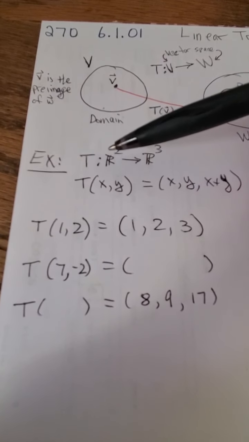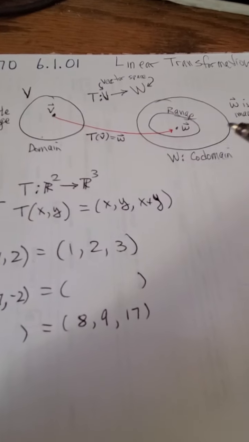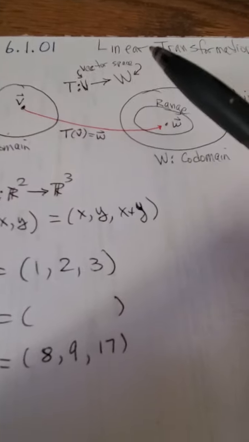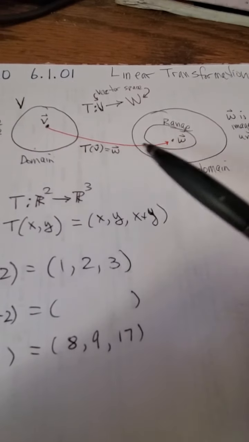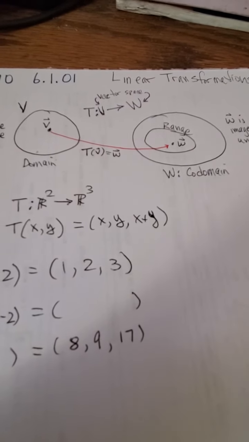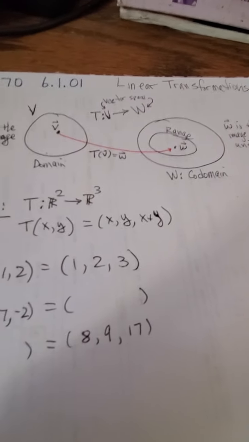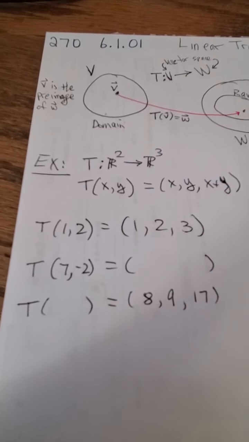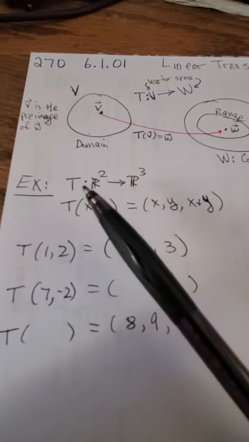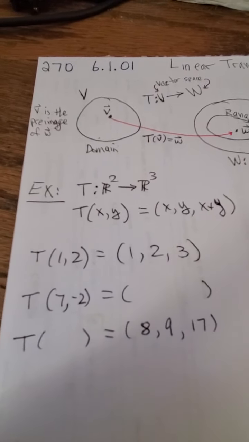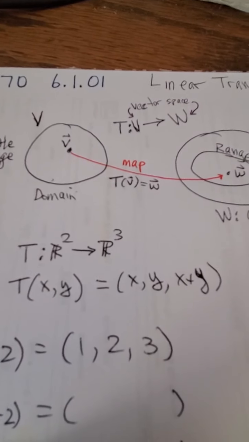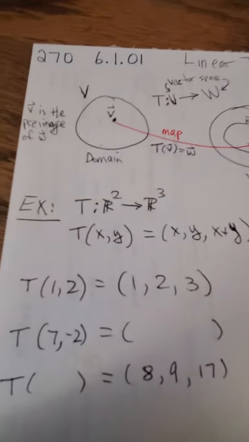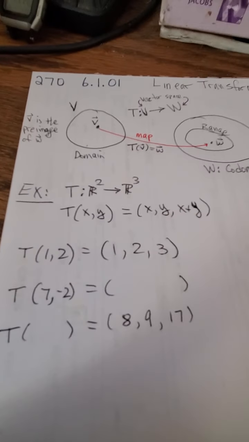So here's an example. T is a linear transformation from... Oh, by the way, so far I haven't explained the linear part. I explained the transformation aspect, but the linear aspect will come probably in the next video. So T is a map. Oh, by the way, we use the word map here. A map is just another word for a function, really. Anyway, so here's a function.